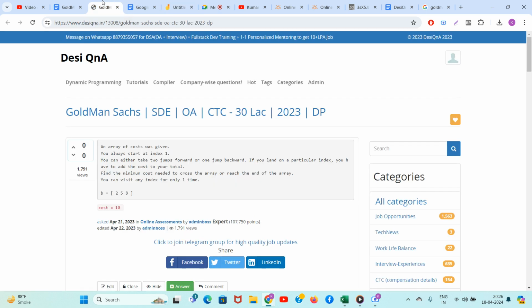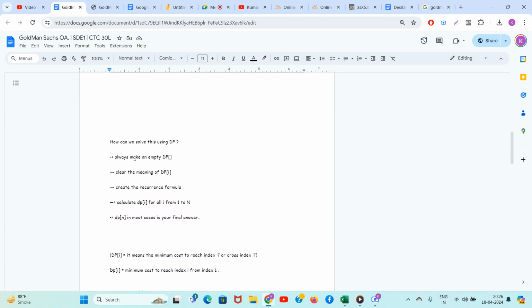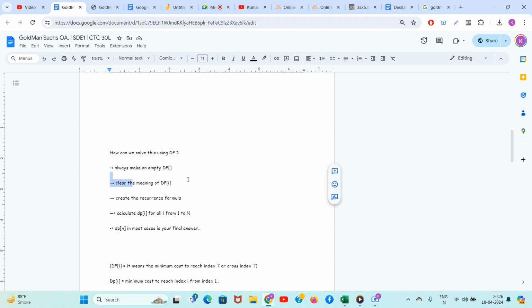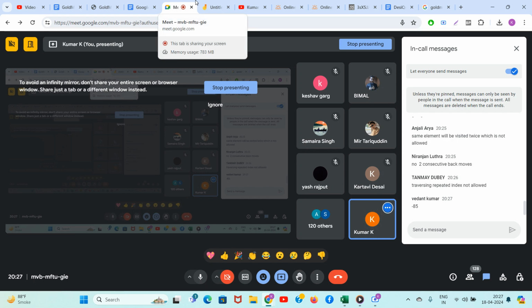Let's try to do the DP in this. Okay. Always make an empty DP array. Okay. Defining the DP of I, recurrence formula, DP of I from 1 to n. Guys, what should be the meaning of DP of I in this case? Can someone nicely write the meaning of DP of I in our Goldman Sachs online assessment question? What should be the meaning of DP of I?